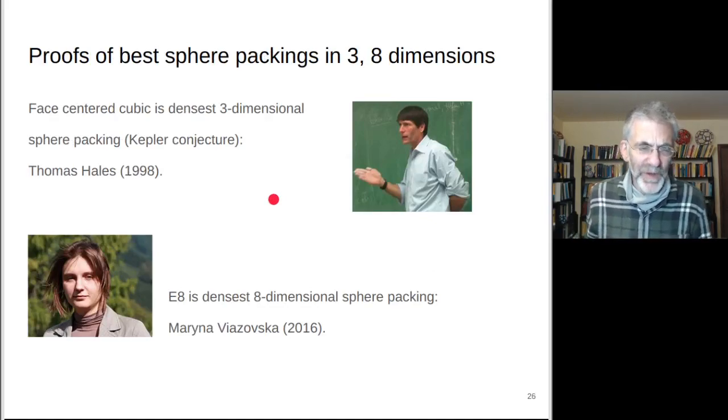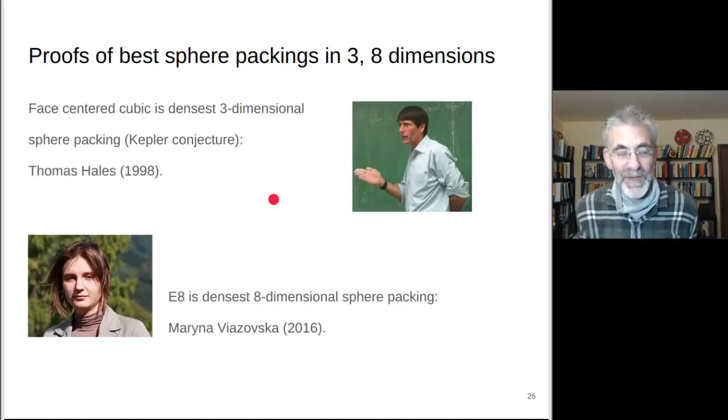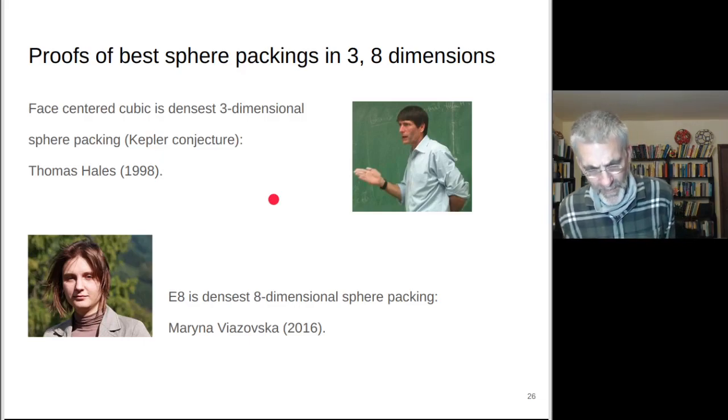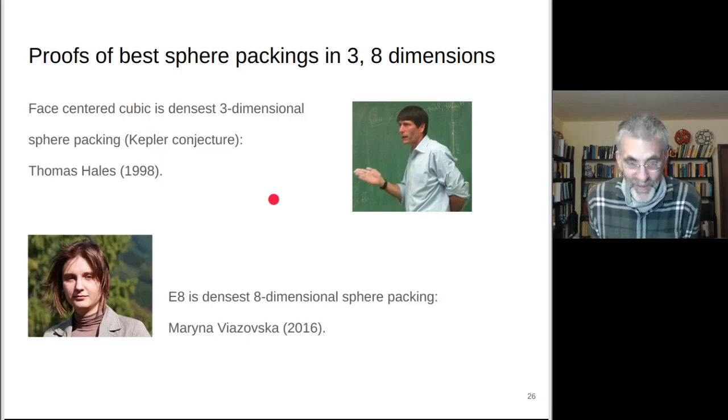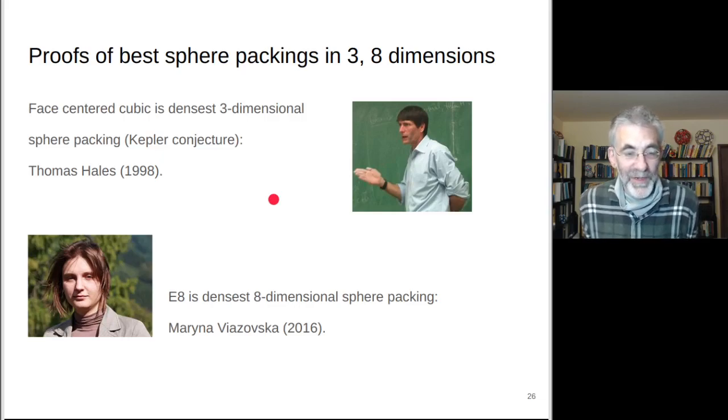So proving the densest sphere packing in any given dimension is often an extremely difficult problem. In 3 dimensions, this was solved a few years ago by Hales. Hales's proof is incredibly difficult. It not only takes up several hundred journal pages, it also uses several terabytes of computer calculation. So it's long both in terms of journal pages and in terms of computer calculation.